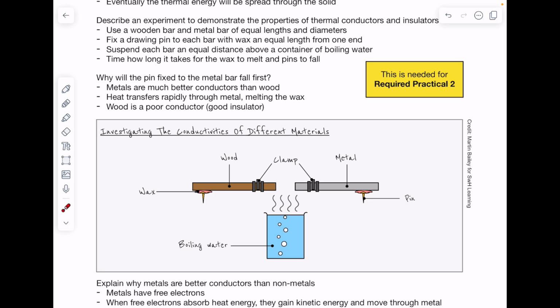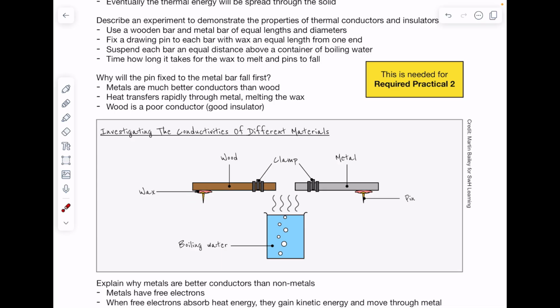Whereas thermal insulators, for example, wood, they're going to be much slower conductors, and that's because they have no delocalized electrons. So to really prove this, we're going to use this experiment, which shows a beaker full of boiling water. Our independent variable is the type of material, so we're changing whether we have wood or metal. And then what happens is we have a drawing pin attached to each substance using wax. The boiling water is placed between the two substances. The faster the substance conducts, the quicker that wax melts and the sooner that pin drops off. So we can directly measure the time it takes for the pin to drop off.